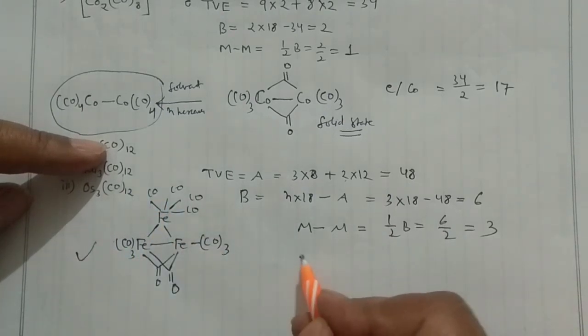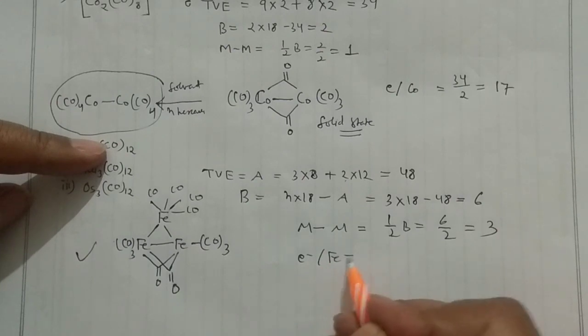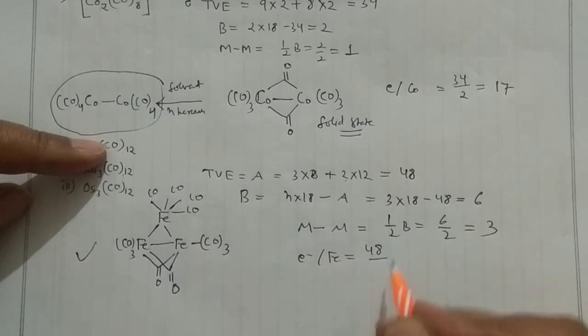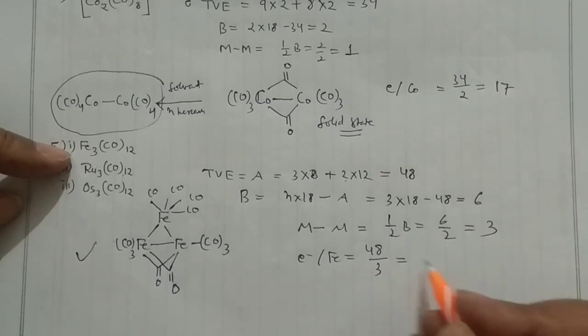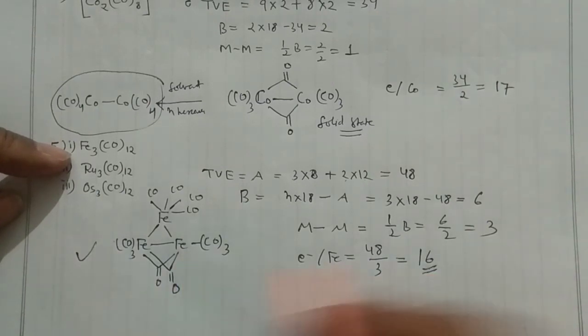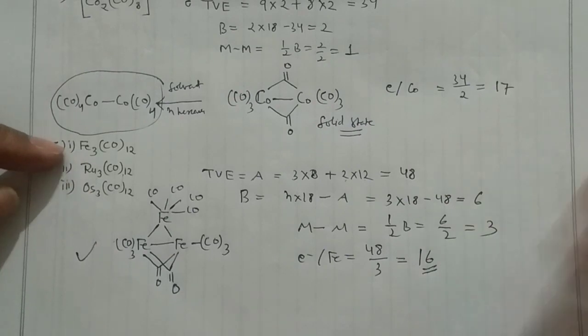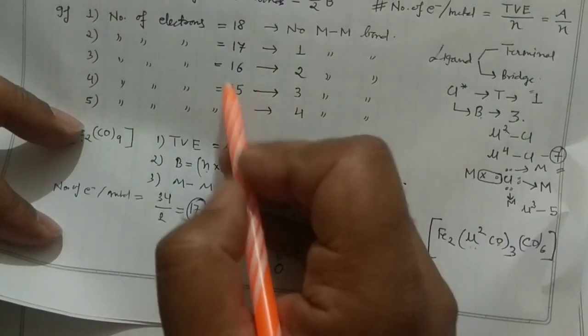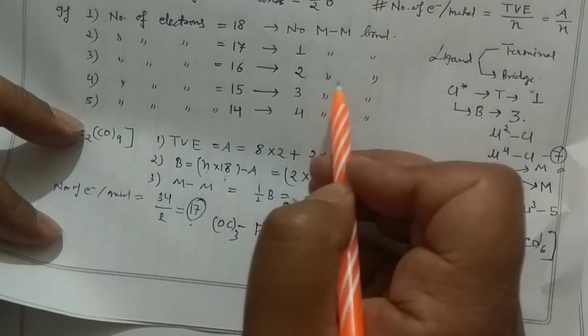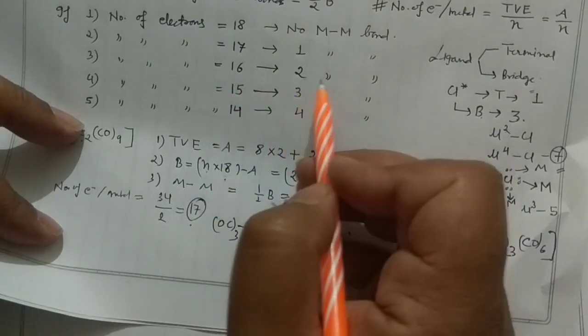So the number of electrons per Fe atom would be the total valence electrons divided by the total Fe. Then it will give you 16. That means one Fe has 16 electrons. And if you correlate with this, when it has 16 electrons, it will have two metal bonds, two iron bonds.